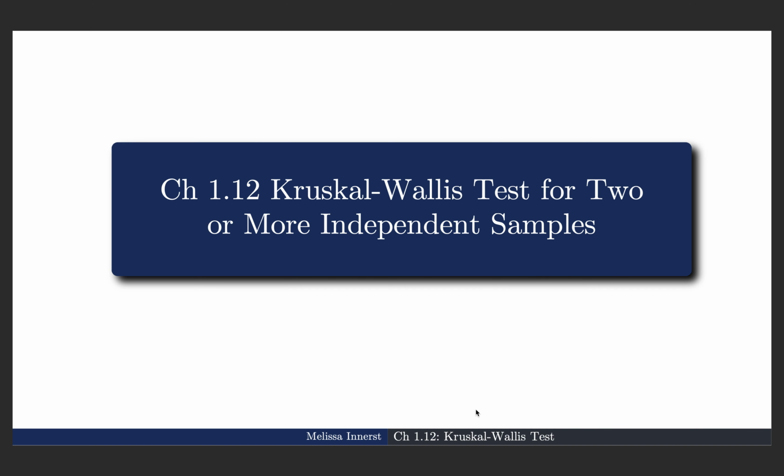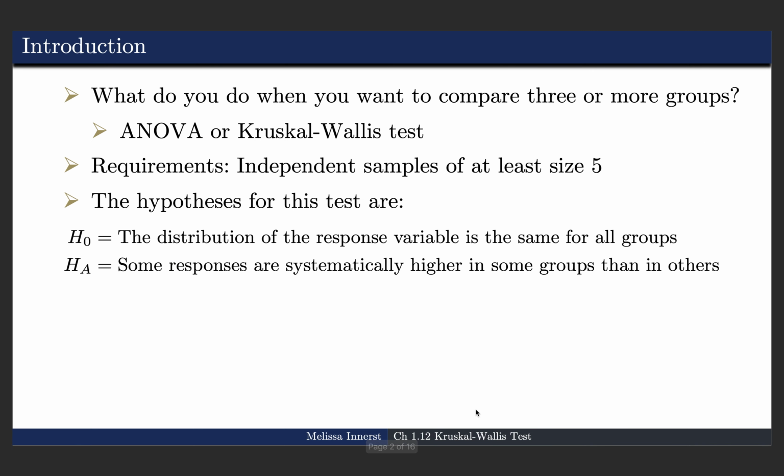Hi everyone. In this video, we're going to talk about the Kruskal-Wallis test that involves two or more independent samples. As I said before in the first video, the Kruskal-Wallis test is the nonparametric equivalent of an ANOVA. So when we want to compare more than two groups, so three or more groups, we use the ANOVA, which we learned in Chapter 14, or this Kruskal-Wallis test.